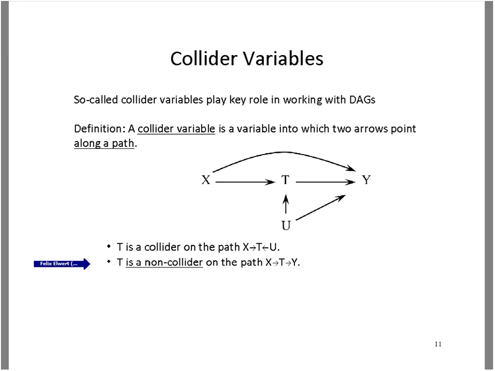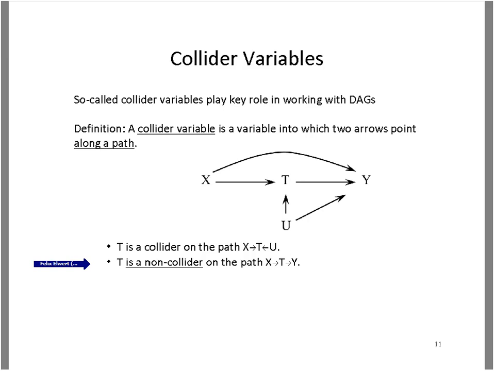If I had to guess, I'd say that misidentifying variables as colliders or non-colliders is one of the key sources of mistakes in working with DAGs. So please be mindful that colliders are always defined with respect to a specific path. And in this DAG here, T is a collider on one path, but not on another.